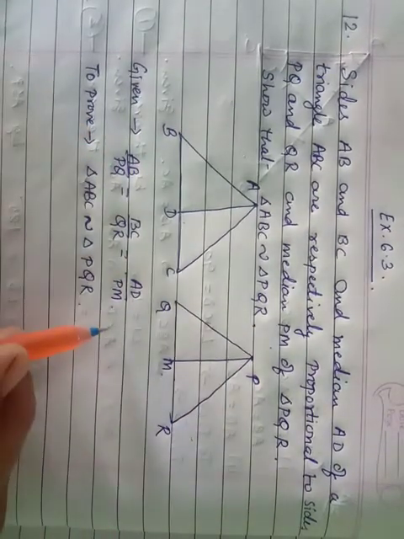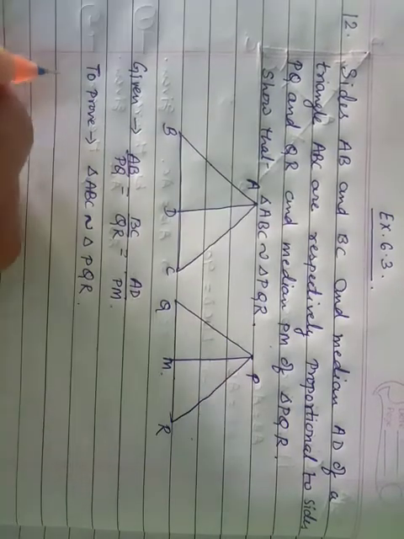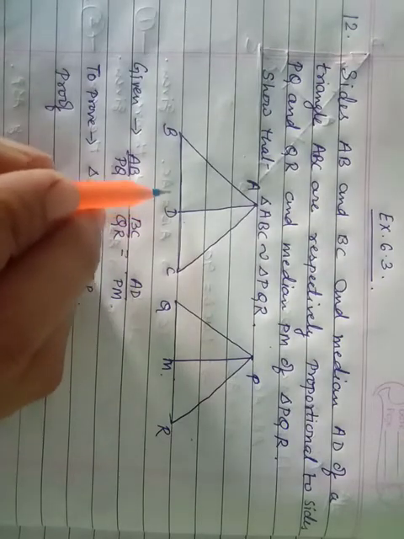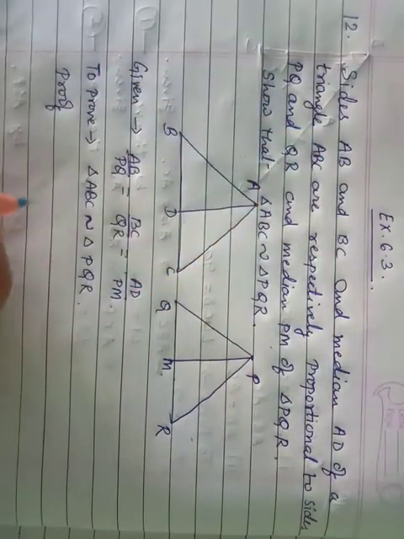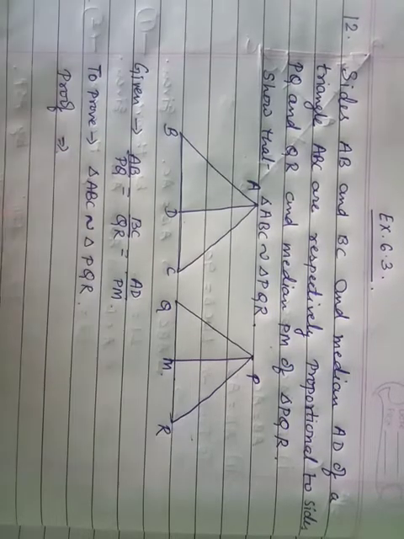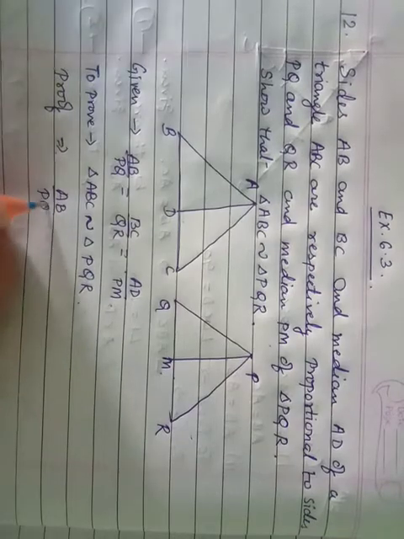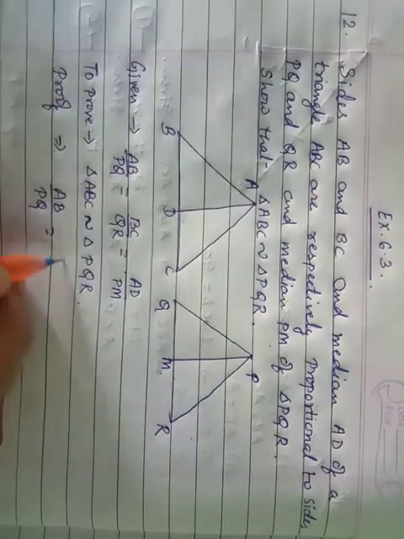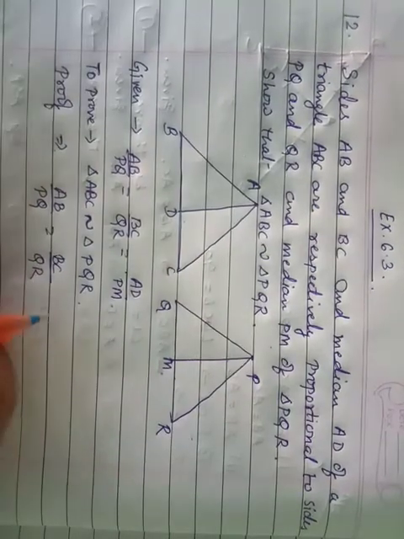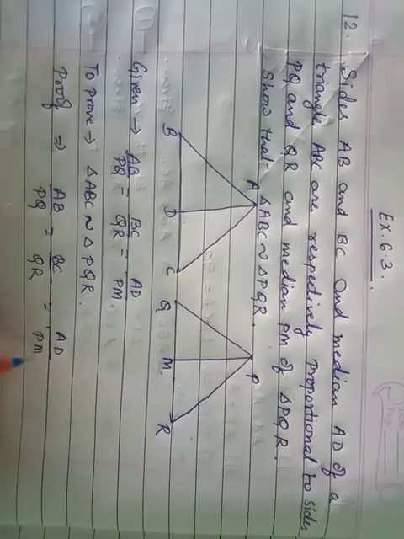So whatever is given, write it. To prove that also will write. Now see proof. So it is given that sides AB and BC are proportional. So we will write that AB upon PQ is equals to BC upon QR is equals to AD upon PM.